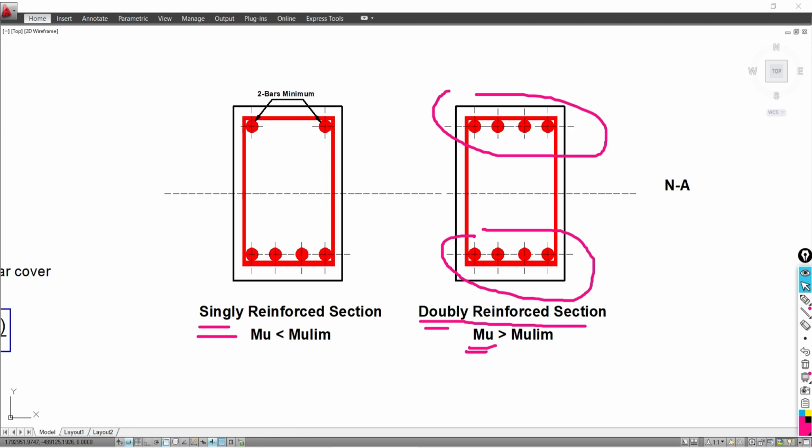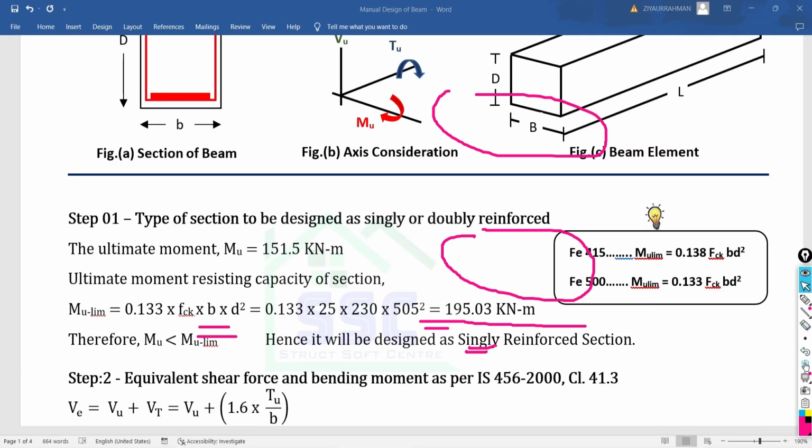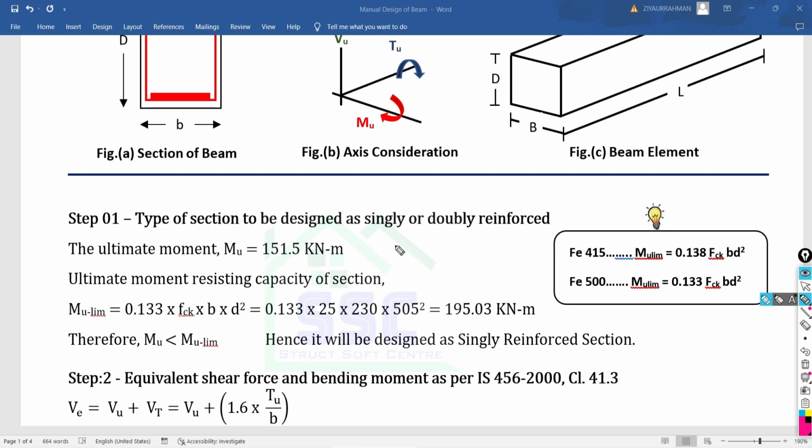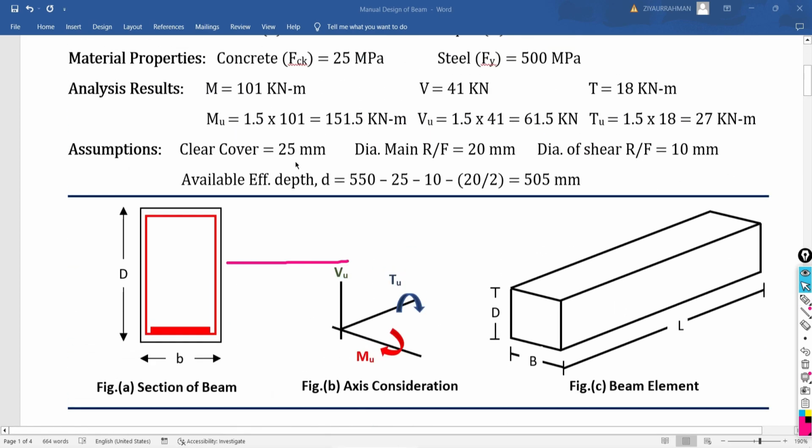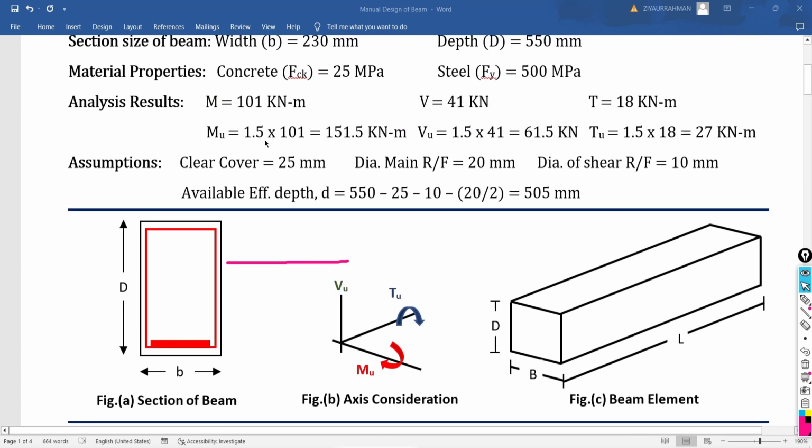So in our proposed example, we need to find out whether we have to design the singly reinforced section or the doubly reinforced section. That we will decide first. Here the ultimate moment is 151.5 kilonewton meter. This is the ultimate moment we have earlier calculated by taking the factor value as 1.5 over the service moment. So we are getting the factored bending moment coming to your beam as 151.5.